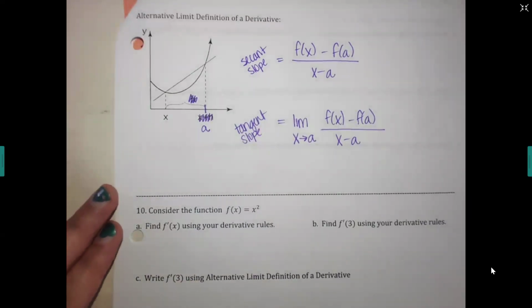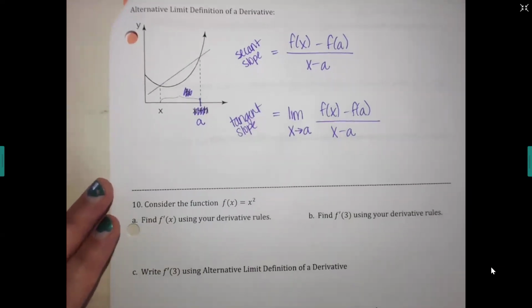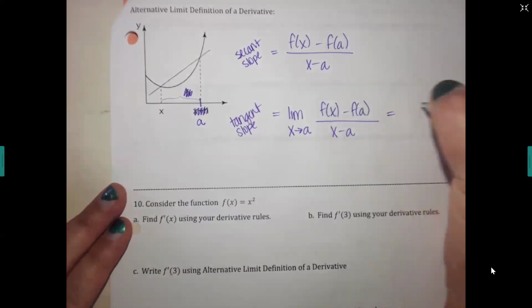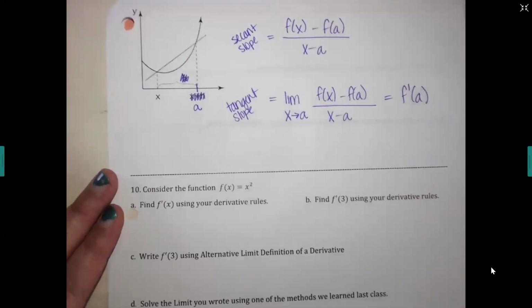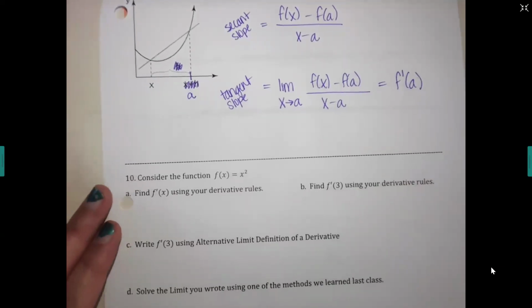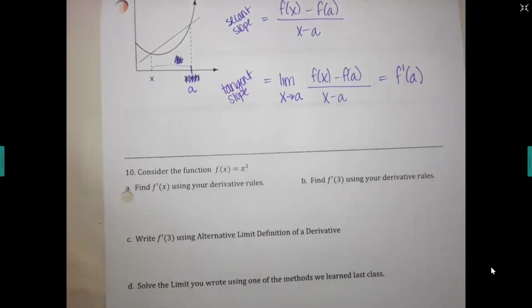You need to find a tangent or the secant slope. It'll tell you. A derivative is a tangent slope, so this would mean the derivative at a. All right, let me show you how this works.